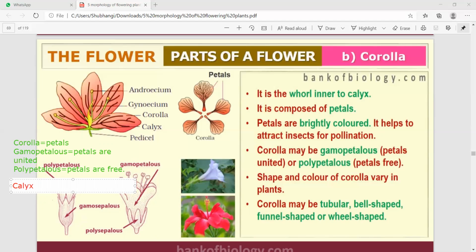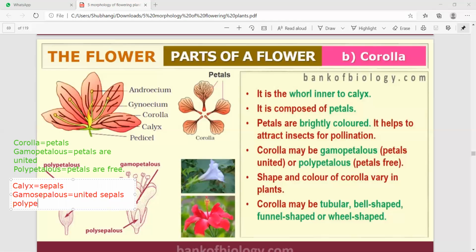Calyx has sepals. The individual member of the calyx is called a sepal, and it can be free or fused. If it is fused, then it is called what? Gamosepalous. So it is the gamosepalous condition. And what does it mean? It means sepals are united.